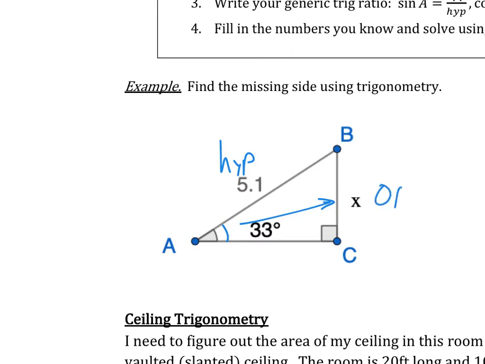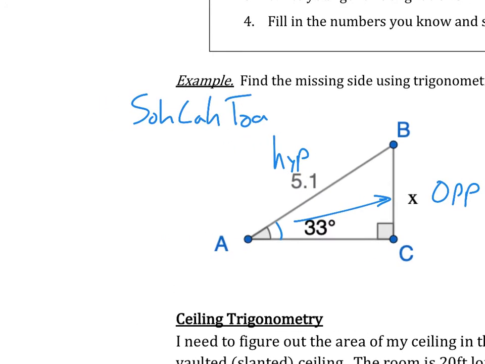It is the opposite. And so we think SOHCAHTOA. Which one is opposite and hypotenuse? Well, there's opposite and adjacent. Cosine has no opposite in it. It has hypotenuse. Sine uses opposite and hypotenuse. That's the one we need. So we're going to use sine.